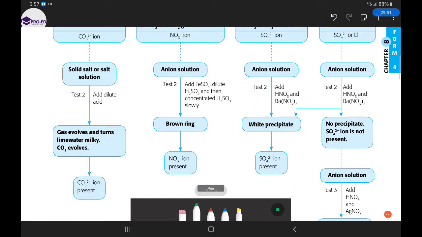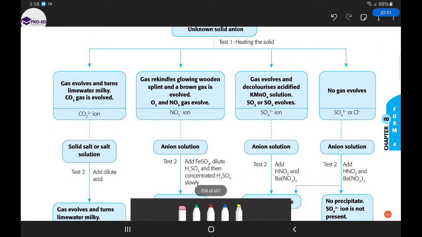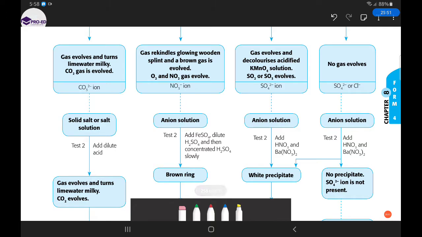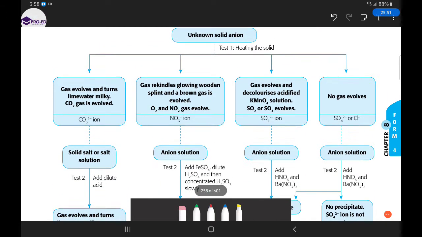What is it? You add nitric acid, and then you add barium nitrate. Barium nitrate will react with the sulfate ions to form barium sulfate. Barium sulfate is a white precipitate that confirms sulfate ions are present. I don't even need to do this section, guys, because I did it in the last video. It's a test for anions. But anyway, let me just finish it nicely for you all.